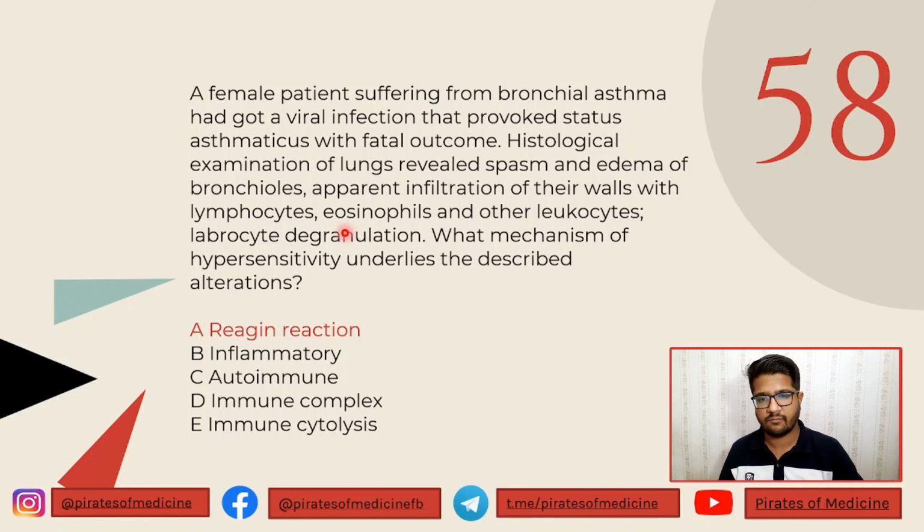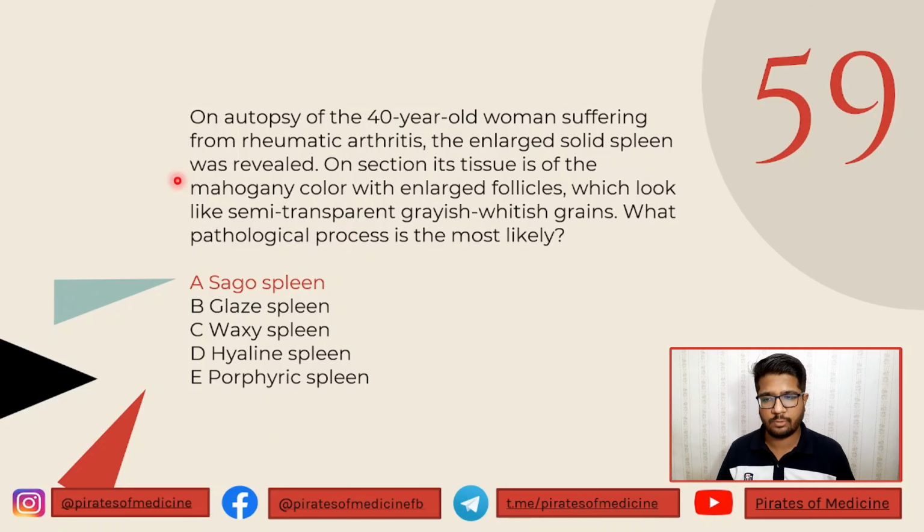Question 59: On autopsy of a 40-year-old woman suffering from rheumatic arthritis, the enlarged solid spleen was revealed. On section, its tissue is of mahogany color with enlarged follicles, which look like semi-transparent grayish whitish grains. What pathological process is it most likely?